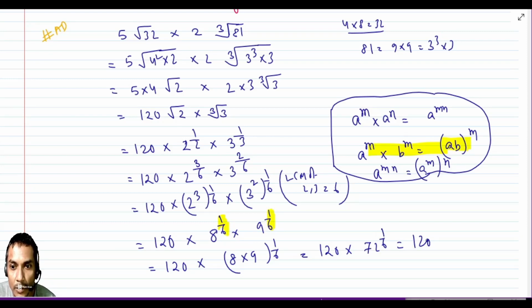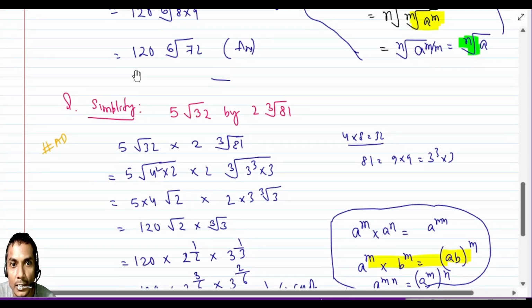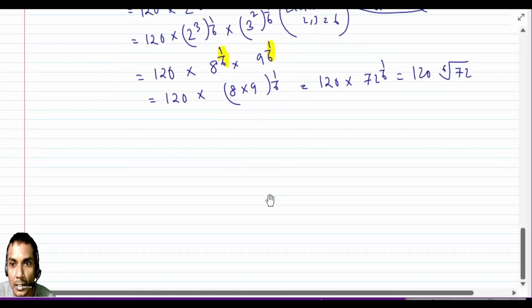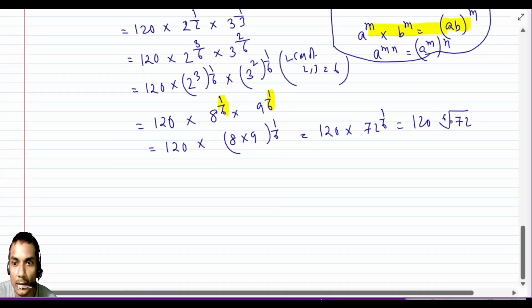So 120 6th root of 72. Is it clear? We got the same answer. Check it. 120 6th root of 72. Correct. So this way actually.